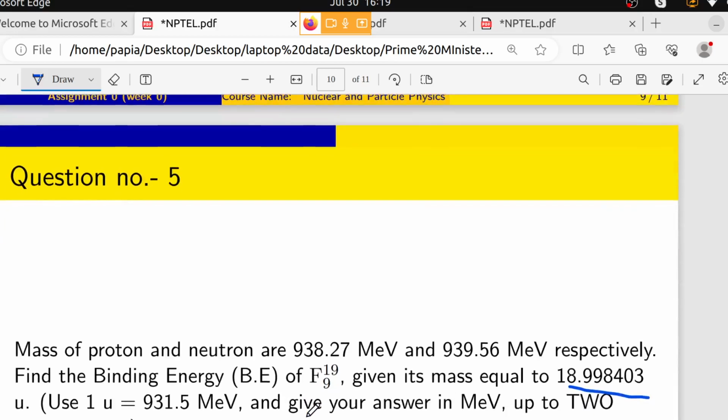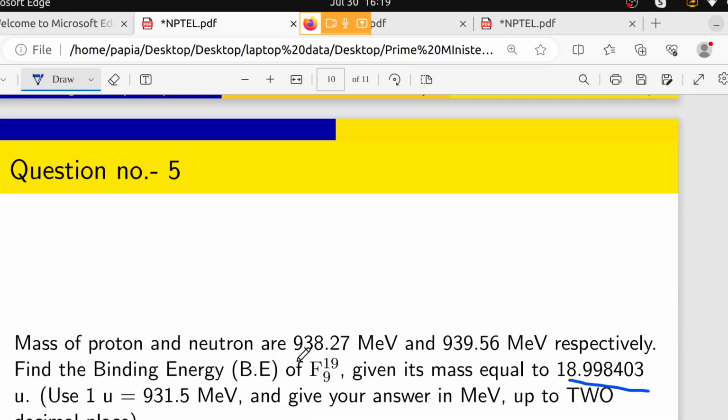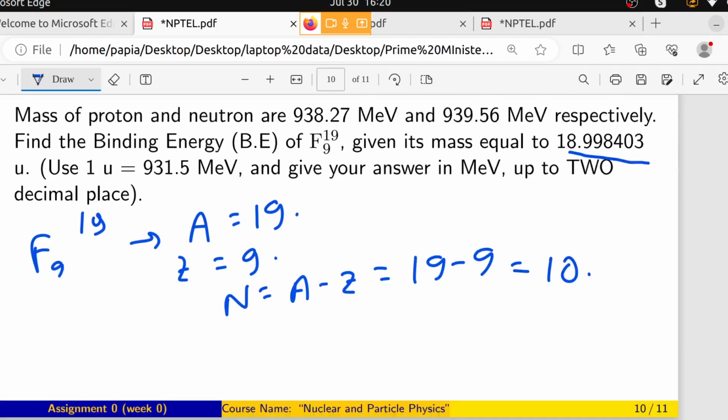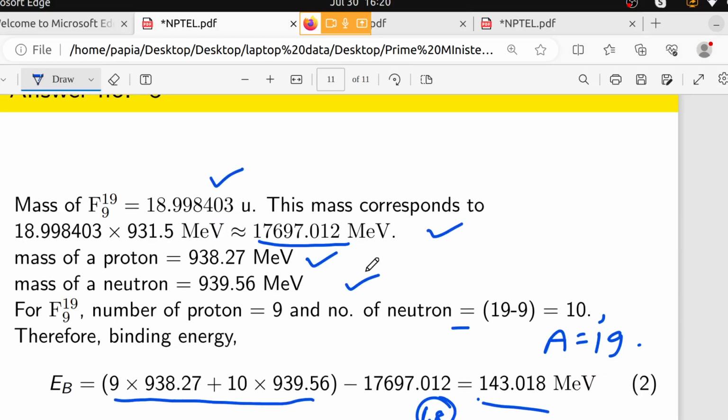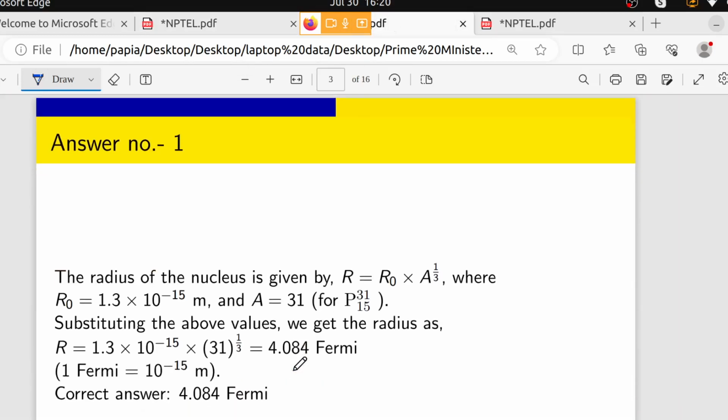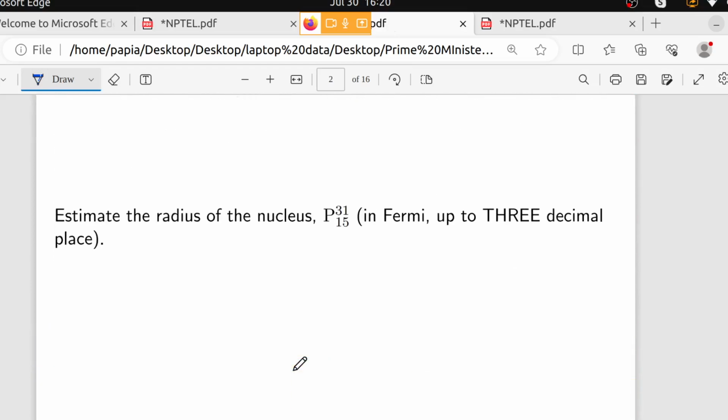Then this is the mass of proton and neutron, and we have to find the binding energy of fluorine 9 19. The mass of the fluorine is given, and we have to take the answer in MeV. So this is the expression for that. Now coming to the first week, where I have already mentioned that one.